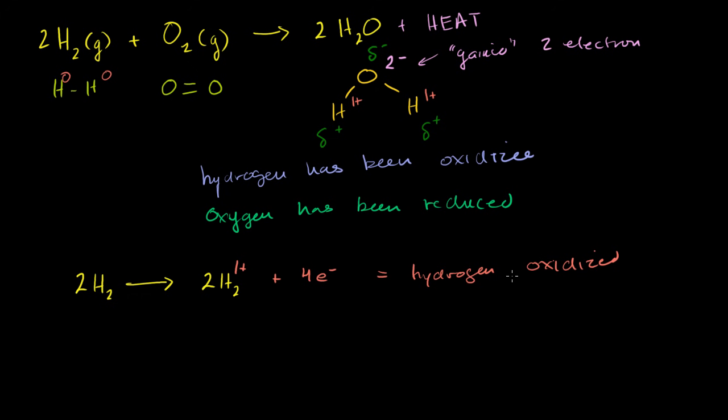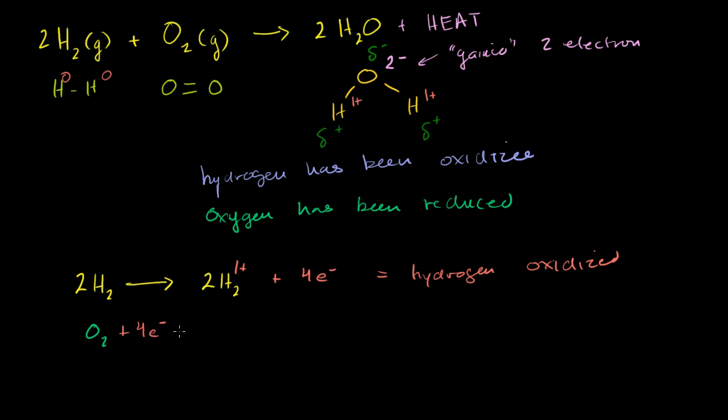OIL: oxidation is losing. And then the other half reaction, if I were to write the oxygen. So I'm starting with a mole of molecular oxygen, and I'm adding to that 4 electrons, right? I can't make electrons out of nowhere. I'm getting the electrons from the hydrogen. I'm adding them to the oxygen.